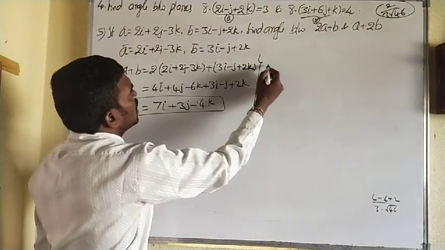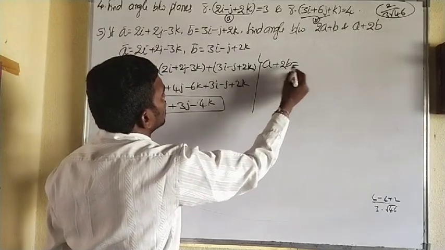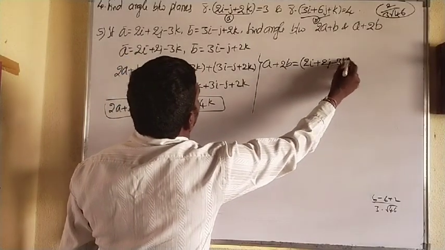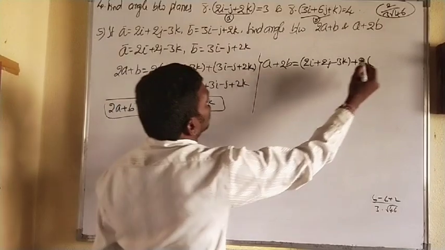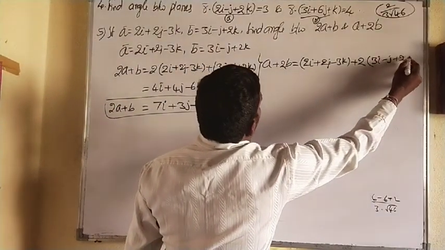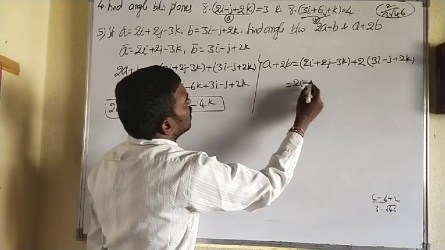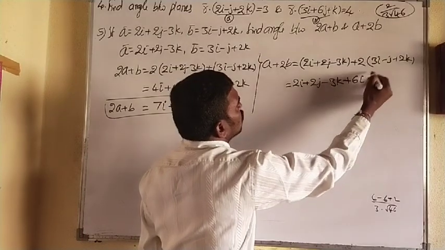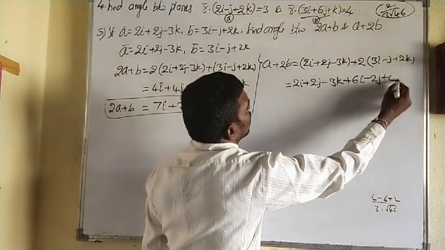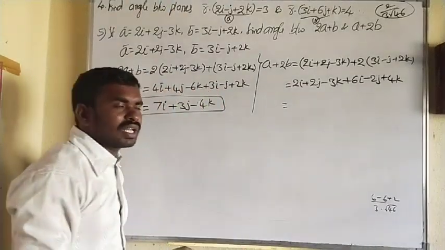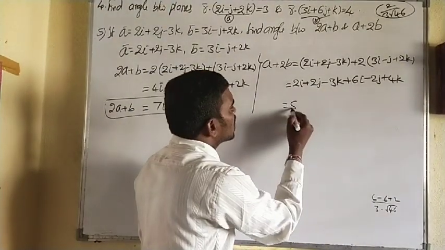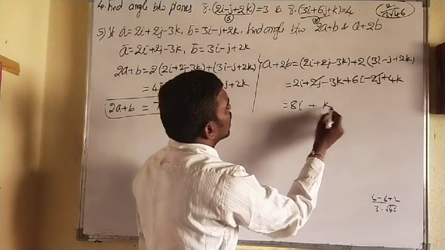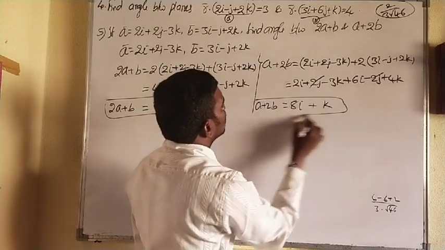Similarly a plus 2b, the second vector. So a means a only, that is 2i plus 2j minus 3k, plus 2 into b. B means 3i minus j plus 2k. Simplify this. 2i plus 2j minus 3k as it is. Now 2 3 ja 6i, 2 into minus j, minus 2j, 2 into 2k, 4k. Now 2i plus 6i becomes 8i, 2j minus 2j gets cancelled, plus 4k minus 3k is plus k. So this is the a plus 2b vector. So we got two vectors.